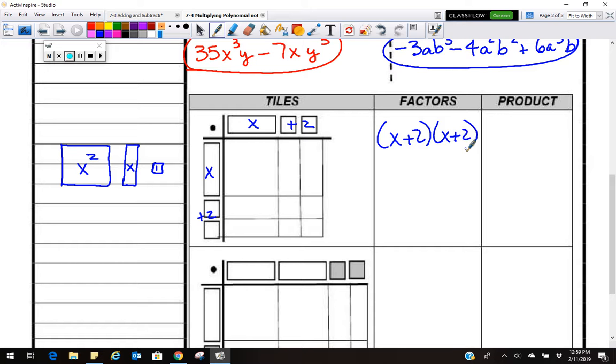And we're creating a model where we say, what is x wide by x long? Well, that's an x squared. And then you have an x times 2, which gives you 2 x's here. They're both positive. 2 times x gives you 2 x's here. And then you've got 2 times 2, which gives you 4 1s here. Then we're going to combine. You'll see there diagonally, you have 2x and 2x. So the product, or the answer, is x squared plus 4x plus 4.